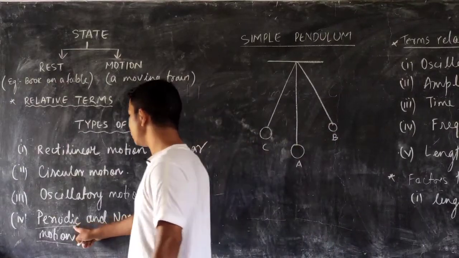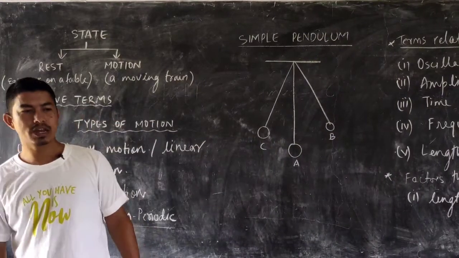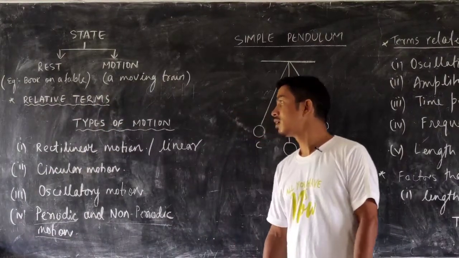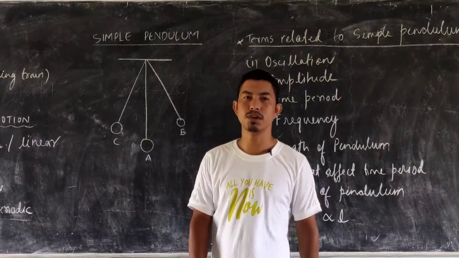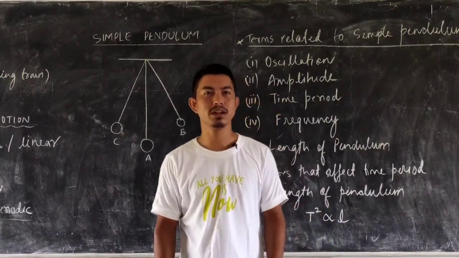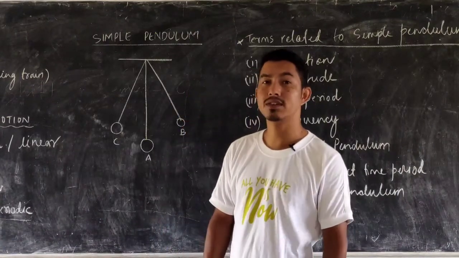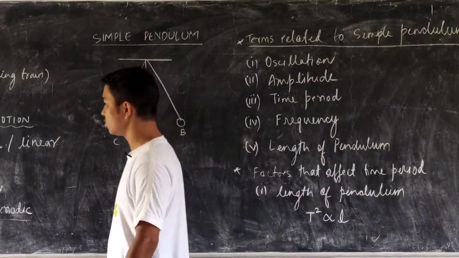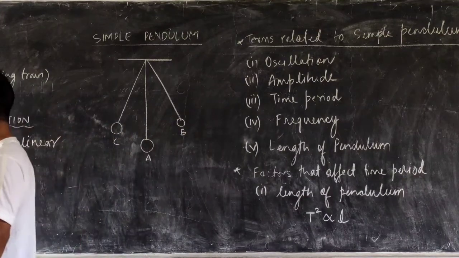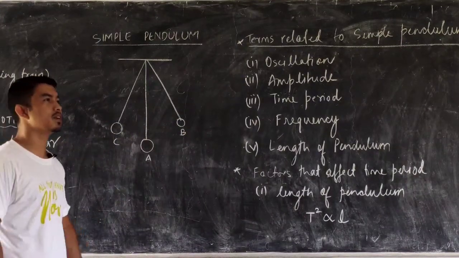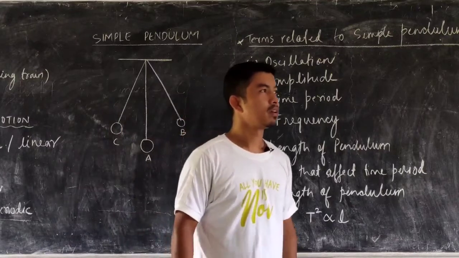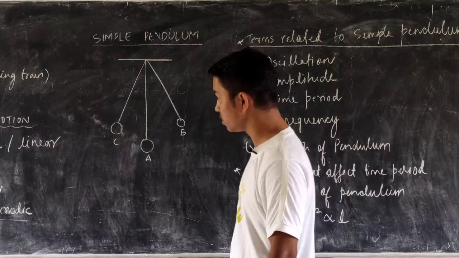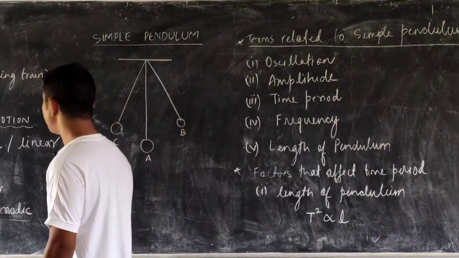And periodic motion means motion which repeats regularly after a certain interval of time. For example, when you were coming to school, your first period, your class teacher takes the attendance every day. So such motions or such things are said to be periodic. Another example of periodic motion is the rising of the sun. The sun rises every morning. Such motions are said to be periodic and non-periodic motion.